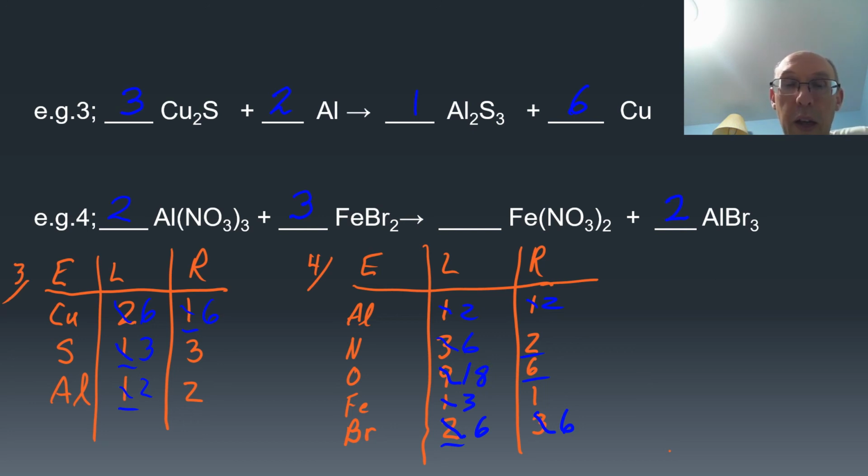But let's focus on that iron because that was easier. I got 3 iron on the left, but only 1 on the right. So if I put a 3 in front of the iron 2 nitrate. Now the iron is 3. Nitrogen is 1 understood times the 2 times the 3, which is 6. And the oxygen is 3 times 2, which is 6, times 3, which is 18. And it worked out beautifully. I could have used the subscripts on the nitrates as well to get there.